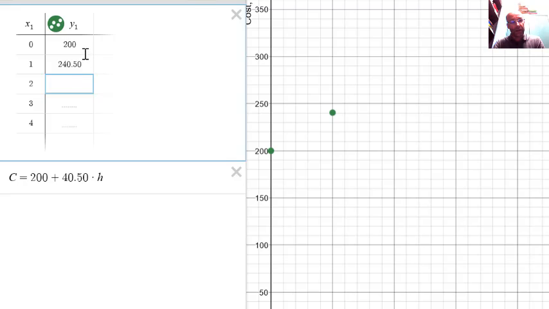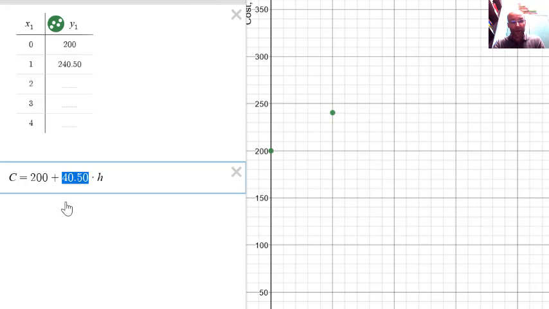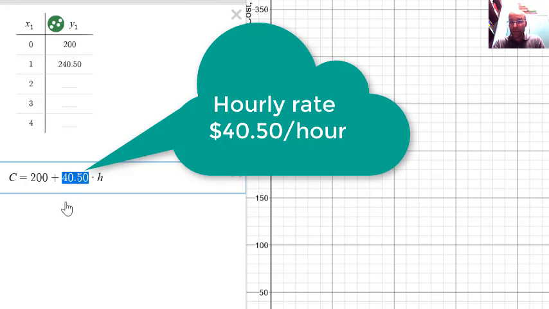So if we do it manually first, we can see it happening. If the call-out fee was $200 and there was no work done, the number of hours spent, H, would be 0. So we would have 200 plus 40.5 times 0, which is just 200. Now, what does the 40.5 mean? Well, that was his hourly rate, $40.50 an hour. And that's called the hourly rate.